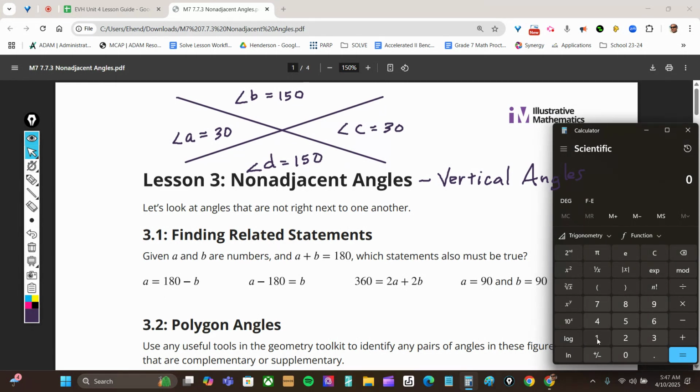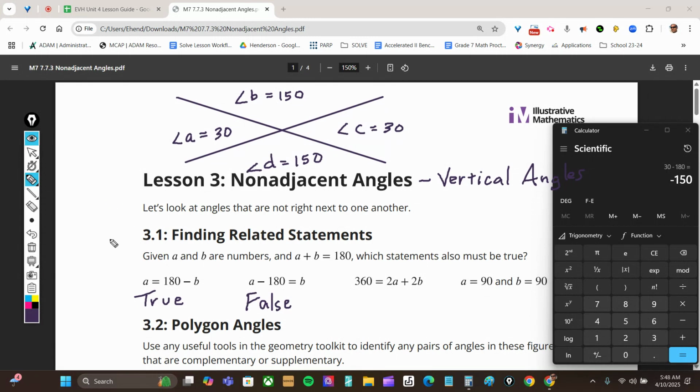A equals 180 minus B. So let's do 180 minus B, which is 150. That equals A, which is 30. So this one right here is true. Okay. How about if we do A minus 180? So A is 30 minus 180. We get a negative 150. So this one right here is false.